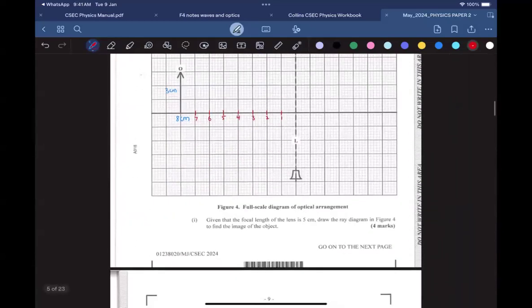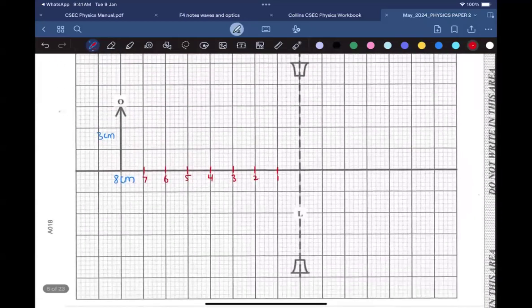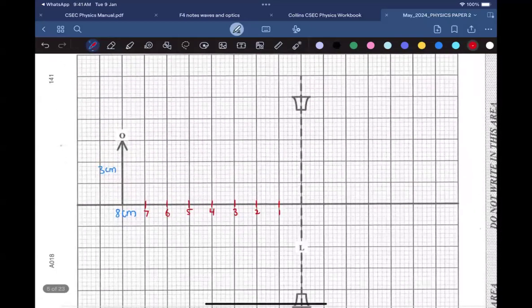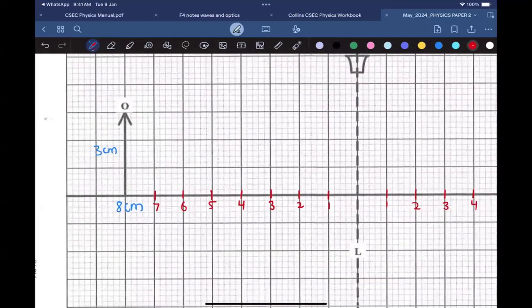Right. So read part 1. Given that the focal length of the lens is 5 centimeters, draw the ray diagram in figure 4 to find the image of the object. Let me show you how we're gonna handle that. So stay with me. You're gonna be okay. We've done questions like this before. So where's my focal length? Where did they say the focal length is? 5 cm. Right. So where would that be? That would be at 5 centimeters.